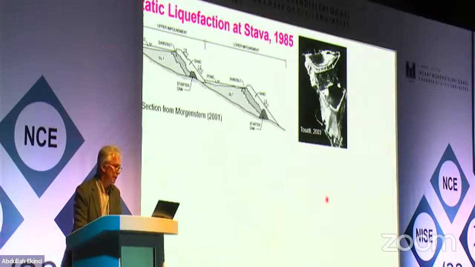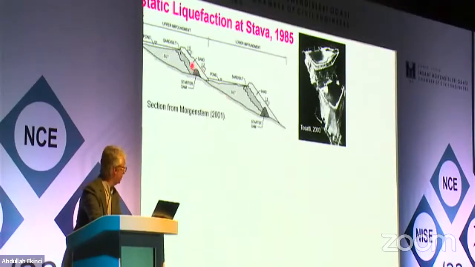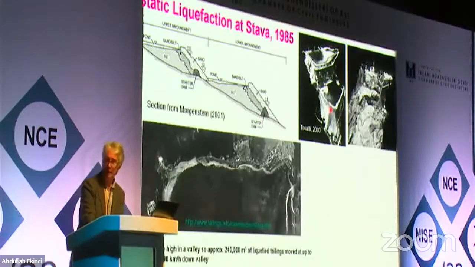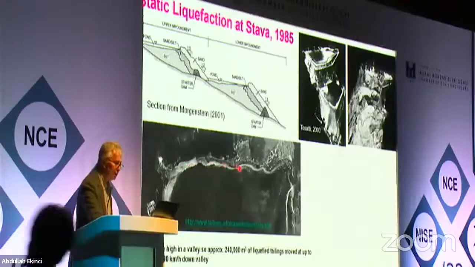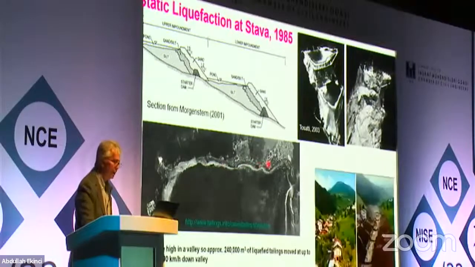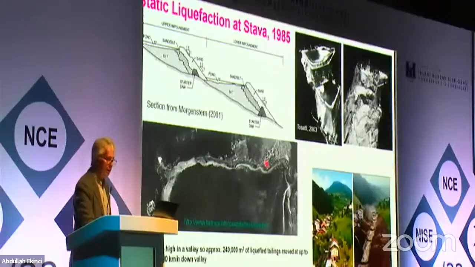Stava in Italy was quite an unusual tailings dam. It was one dam built on top of another one. That's a photograph of it before it collapsed. That's after. The big problem with Stava was that it was built up here in the mountains, so you had nearly 250,000 cubic meters of this stuff coursing down the valley at 90 kilometers an hour. There was a village in the way, 260 people killed.